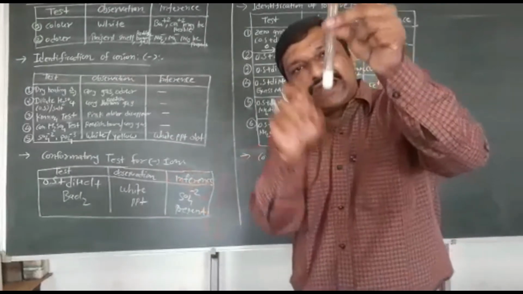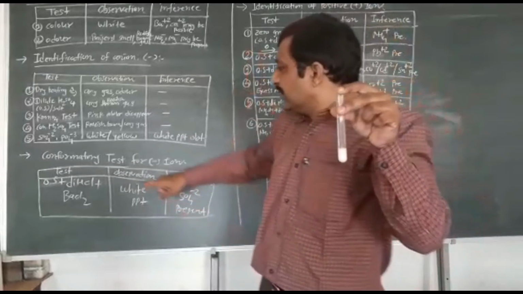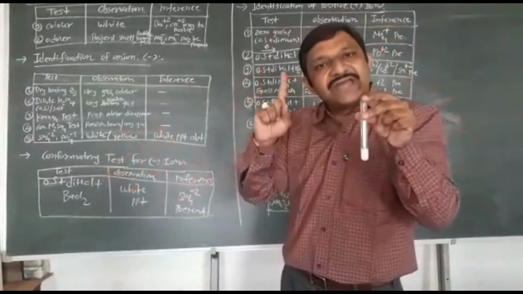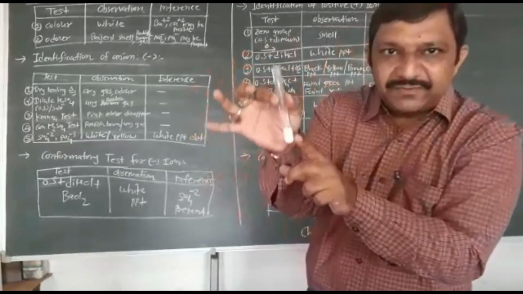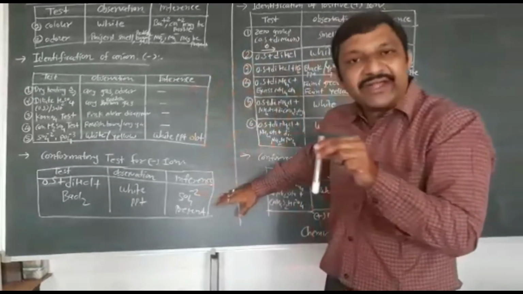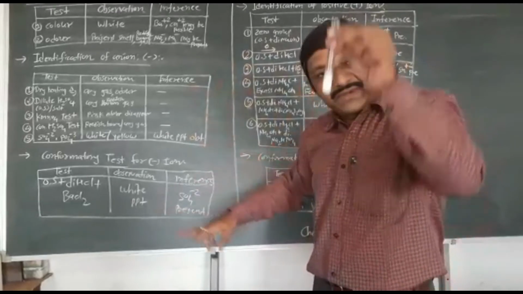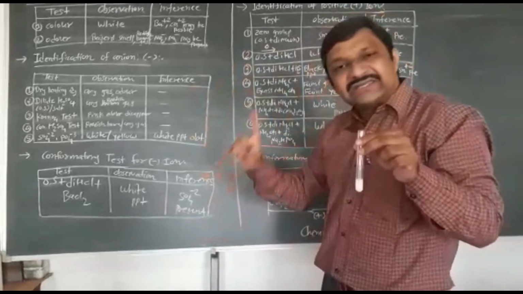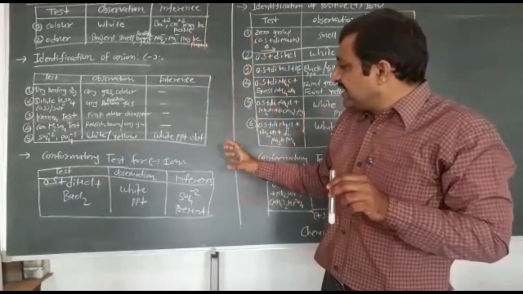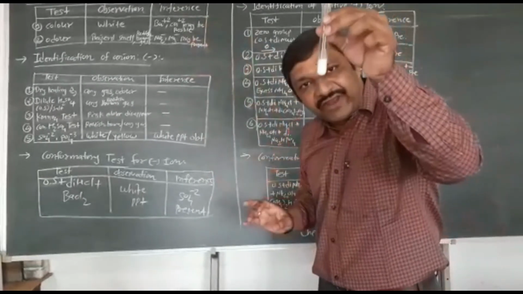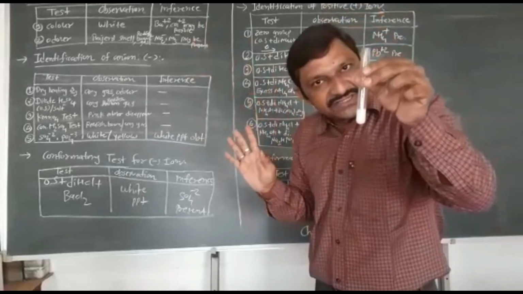Clear? So you will get white precipitates when you take OS plus dilute HCl plus barium chloride. You will get white precipitates as sulfate. Okay? So white precipitate is obtained. So your sulfate is present in this test. Okay? So in the confirmatory test you will get sulfate as a white precipitate.